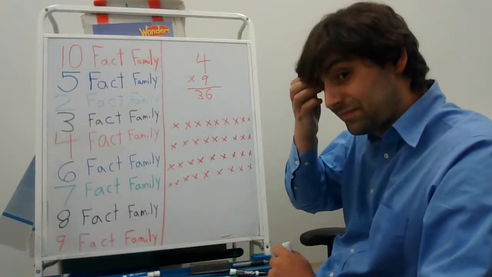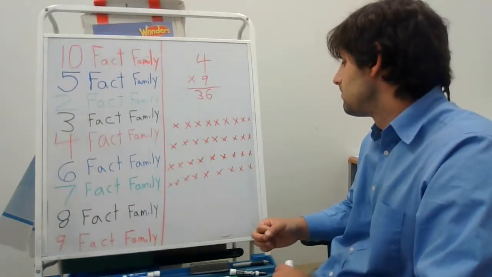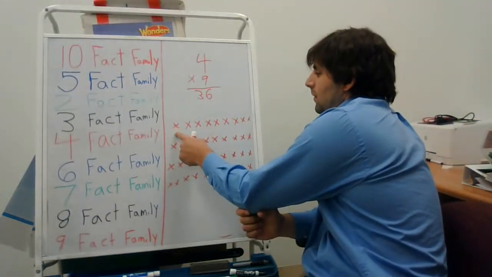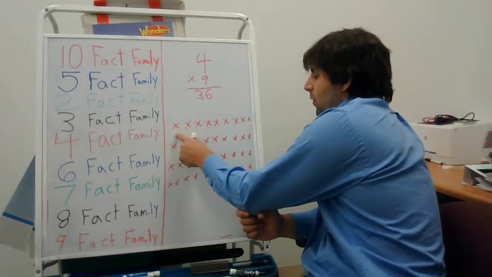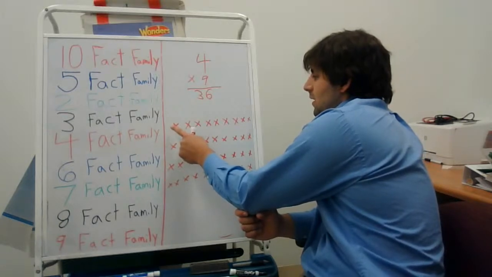So now I'm going to count them up. I'm going to count the total number of X's. I have 4 rows of 9. Now I need to find 9 X's in each row. I want to find the total number of X's.